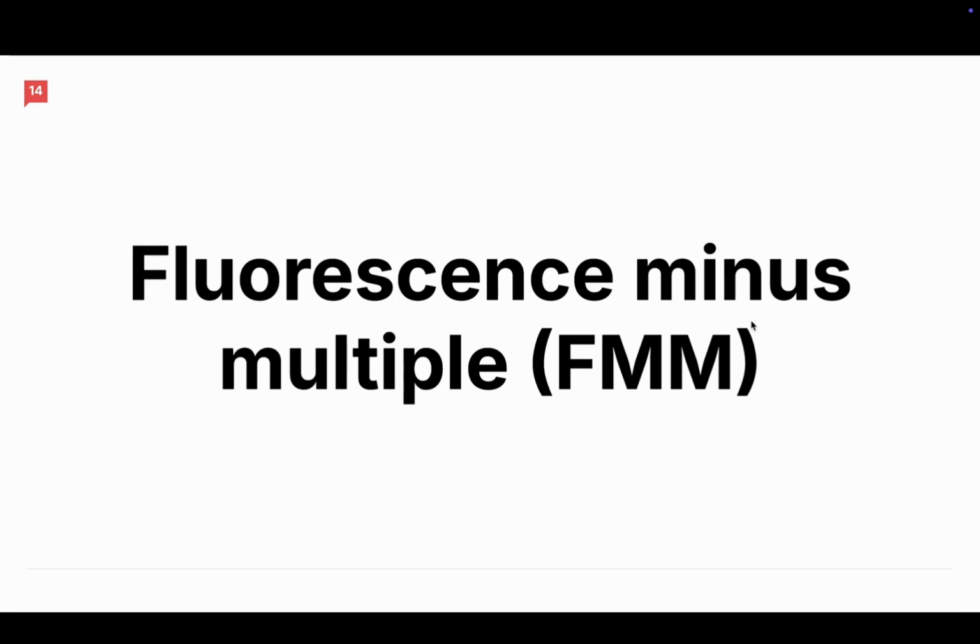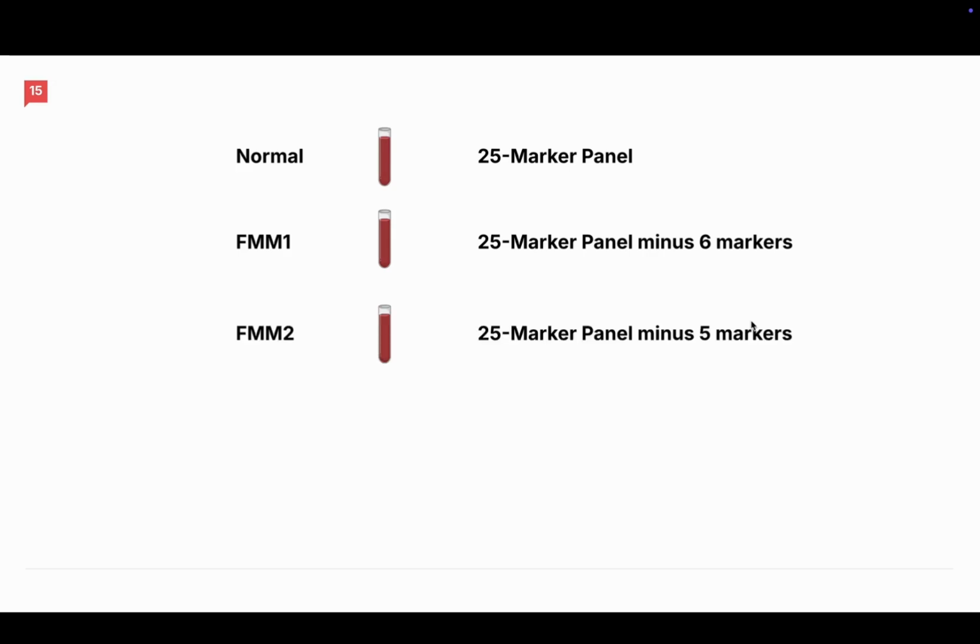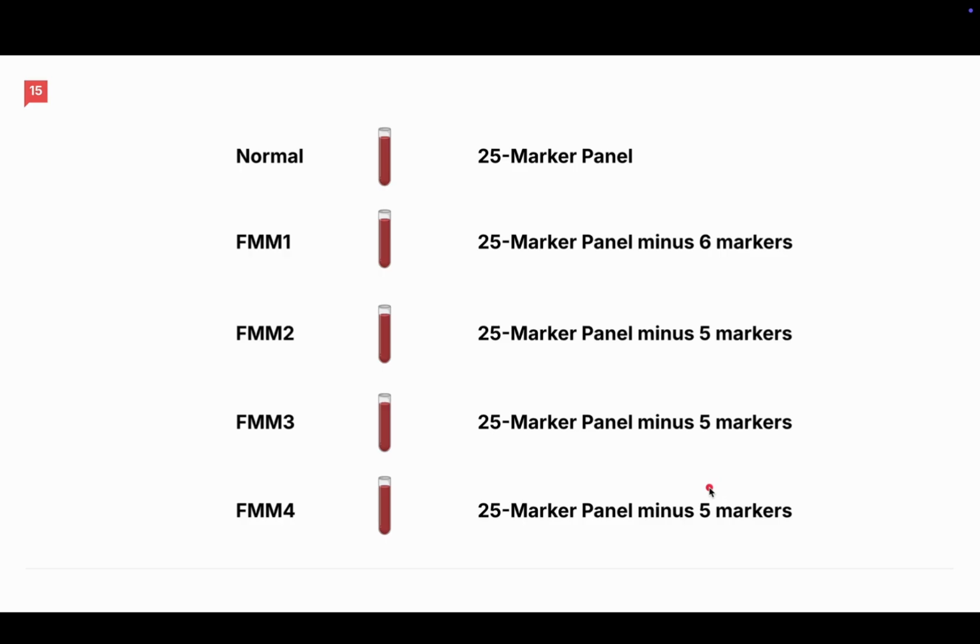as a technique, first described by Wanick et al. in 2021. In this case, you would have a normal blood sample, which would have a 25-marker panel. FMM1 would be the 25-marker panel minus 6 markers. FMM2 might be another 25-marker panel minus a separate 5 markers that are not in the 6. FMM3 would be a 25-marker panel minus another 5 markers that are not in the 6 or 5, and so on to FMM4, which is again the 25-marker panel minus 5 markers that are not captured in any of these.